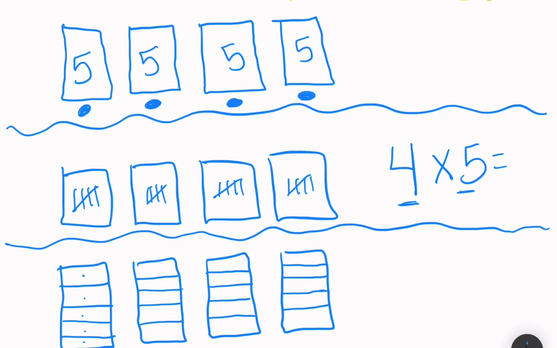What did you get? Okay, hopefully you said 5, 10, 15, 20. 20 is the answer to 4 groups of 5. And so really what we just did is we did 5 plus 5 plus 5 plus 5. It's just a number string. It's just an addition sentence. Multiplication is the same as addition. You're just adding groups of things together.